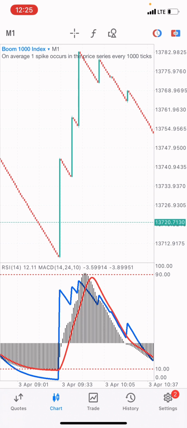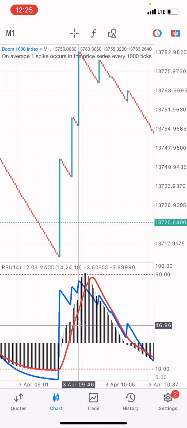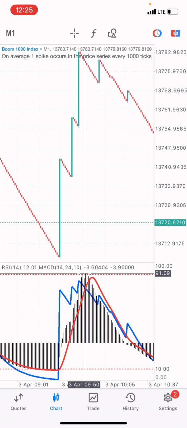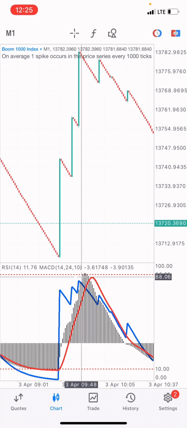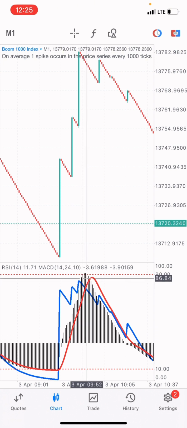For the Boom 1000 index market, when the MACD right here gets to the level of 90, you place a sell, right? And if you take a look at this, guys, on the Crash 1000 index, it was when price gets to the level of 10, that's when we place our buy. And here, when price gets to the level of 90, we place a sell.